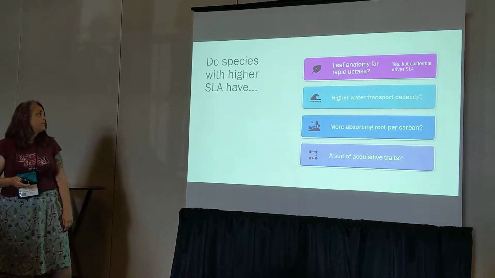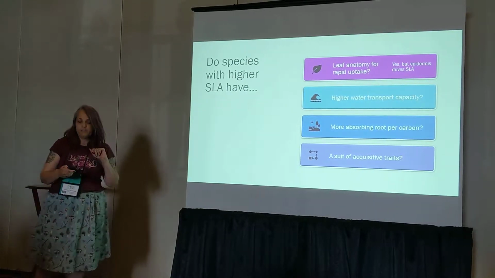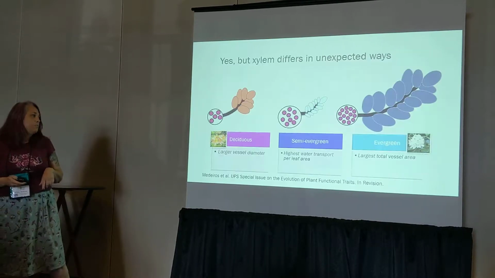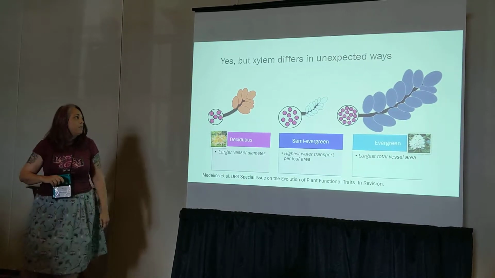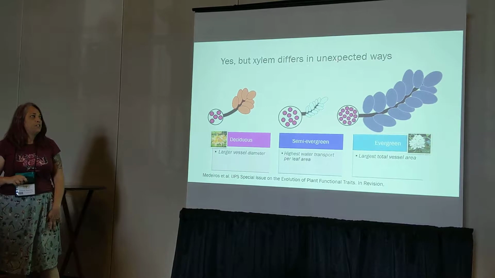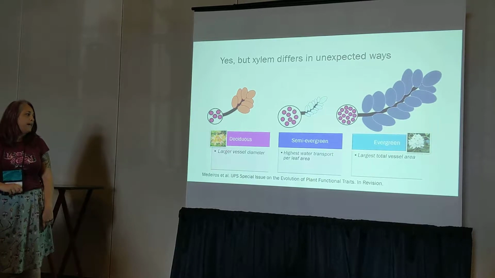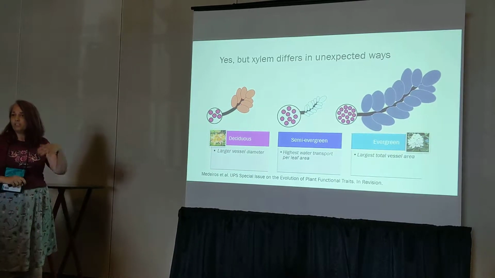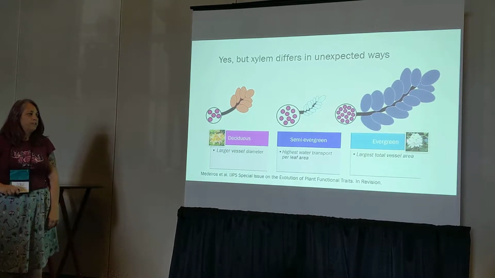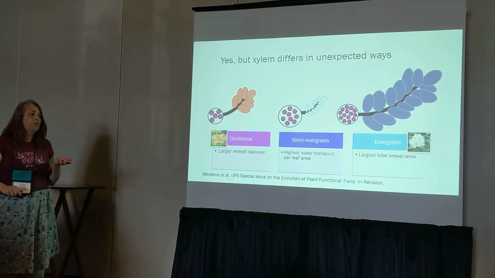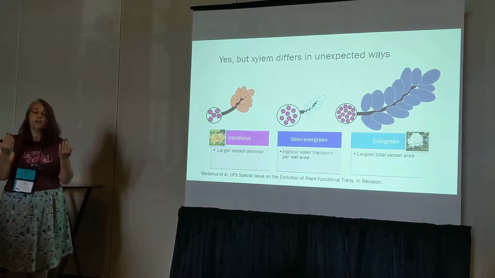larger, thicker epidermis. So do species with higher SLA have higher water transport capacity? I just answered that a little bit, but now let's look in the stem xylem. So these are the data that are in that paper in the special issue. Basically what we found is that xylem actually differs in a lot of unexpected ways. We found that deciduous species had larger vessel diameters in the stem, just as we found in the midrib xylem. But we also found that the evergreens, the conservative species, had larger total vessel area in the stem. So our data from midribs and stem xylem really compare.